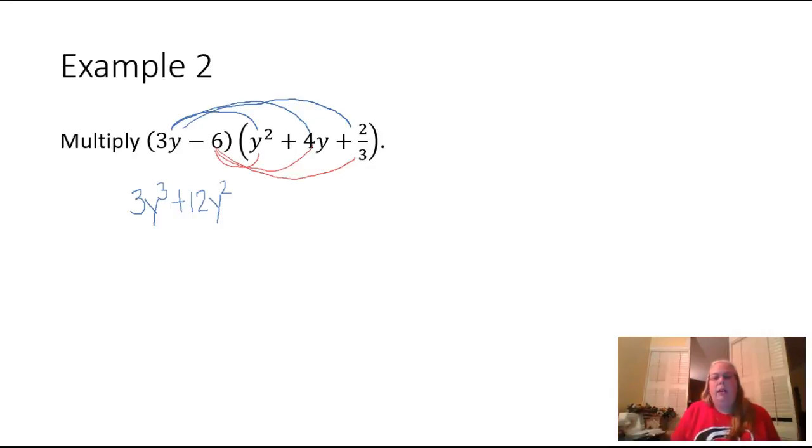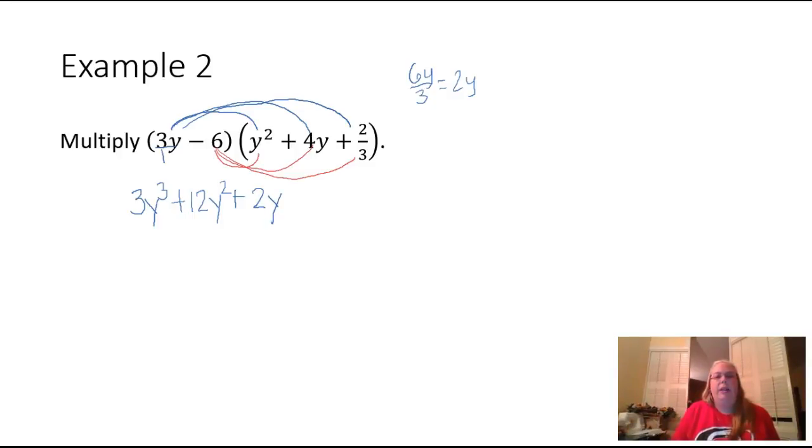And 3y times 2/3. Now, if we think of this as a fraction, this is really 3 over 1. So we're going to multiply 3y times 2y. That's going to give me 6y. And then I'm going to multiply 1 times 3 in the denominator. That's going to give me the fraction 6y divided by 3. But that reduces to 2y. So we're going to be adding a 2y here.